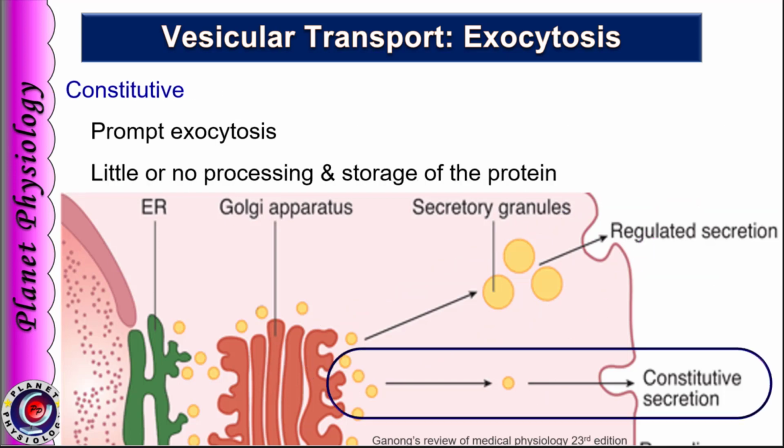Constitutive pathway involves prompt transport of proteins to the cell membrane for exocytosis. Also, the proteins in the vesicles show little or no processing or storage.